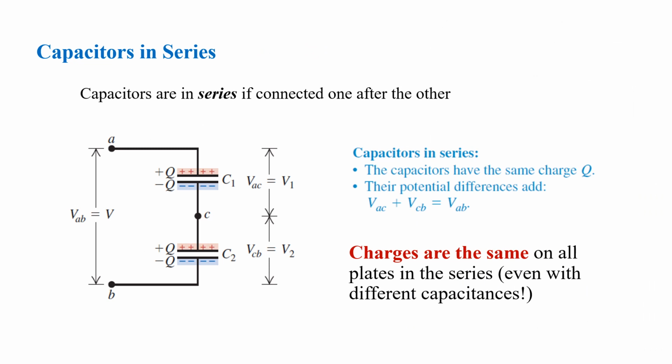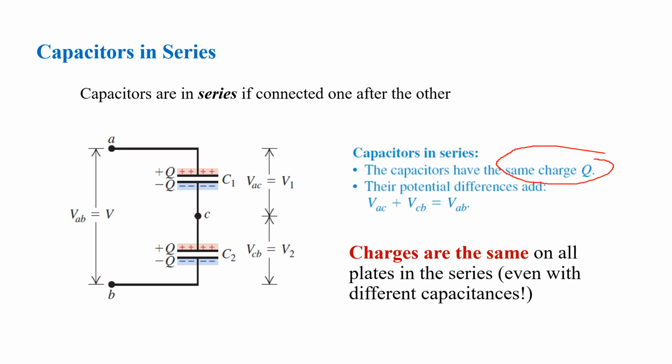So let's discuss first your capacitors in series. Capacitors are in series if they are connected one after the other, like this one here. You first have your first capacitor, and after that you have directly another capacitor. This is a series because the capacitors are connected one after the other. And for capacitors in series, the capacitors have the same charge Q. You need to take note of this one. They have the same charge Q.